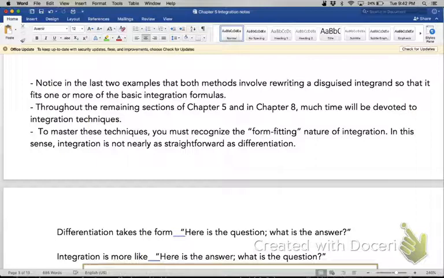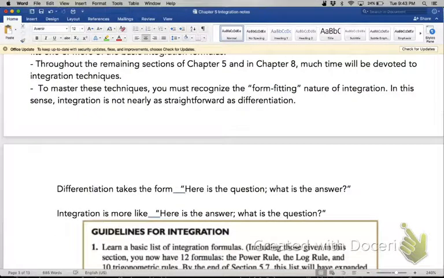Okay, so that is one of the things that we're going to spend a lot of time on as we finish up chapter 5, and that's going to take us through the end of the semester. And then next semester in chapter 8, we'll be coming back to some of these kind of fancier integration techniques. And so they're calling this form-fitting nature of integration. It has to fit a specific pattern. We have to be able to find that pattern that represents the derivative of a natural log in order to be able to apply that integration rule. And so that's why when it comes to integrating, it's not quite as straightforward as differentiating.